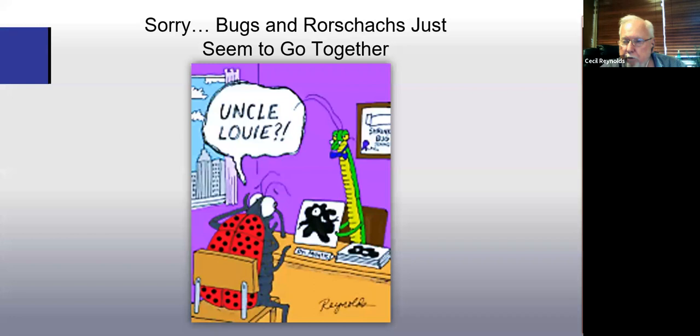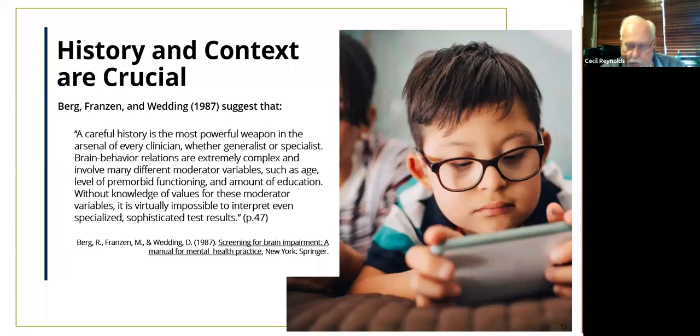Remember that history and context are crucial. And it's kind of one of my soapbox issues that I really emphasize in all of my talks. A careful history is the most powerful weapon in the arsenal of every clinician. So keep that in mind. Next. Context of a child's life is always important.